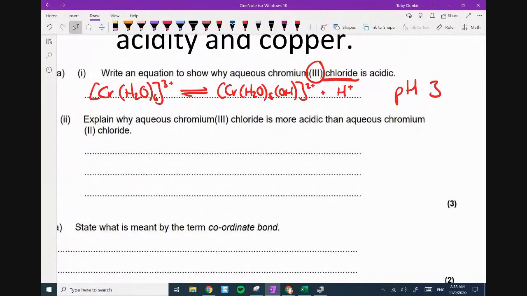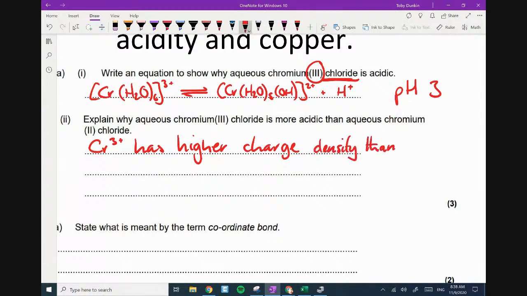Explain why aqueous Cr3+ is more acidic than chromium 2+. Right, so Cr3+ has a higher charge density. Charge density. 1 mark. Higher charge density than Cr2+. Next, the OH bonds in water are therefore more polarized. Now I'm just going to quickly make a point there.